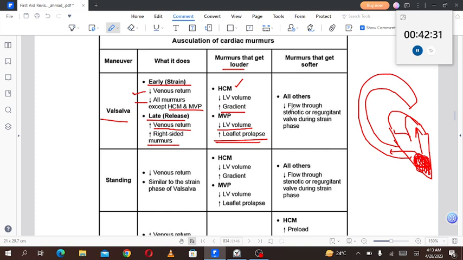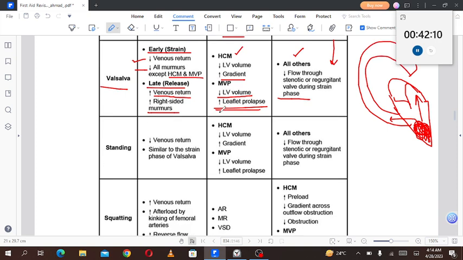Murmurs that get softer: all others, due to decreased flow through the stenotic or regurgitant valve during the strain phase. All the other murmurs will get softer because there is decreased flow through the stenotic or regurgitant valve during the strain phase. This is the reason that during the strain phase, most of the murmurs become softer, except for these two, which are hypertrophic cardiomyopathy and mitral valve prolapse.